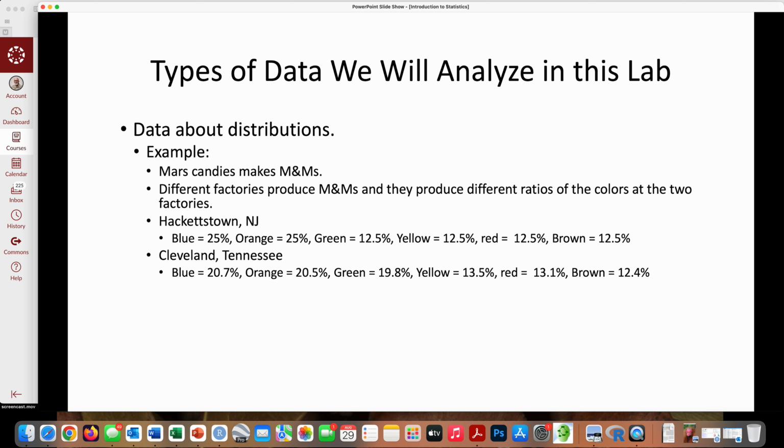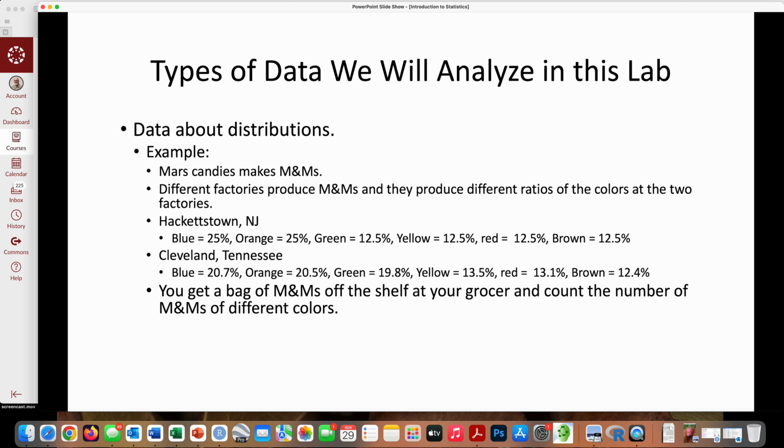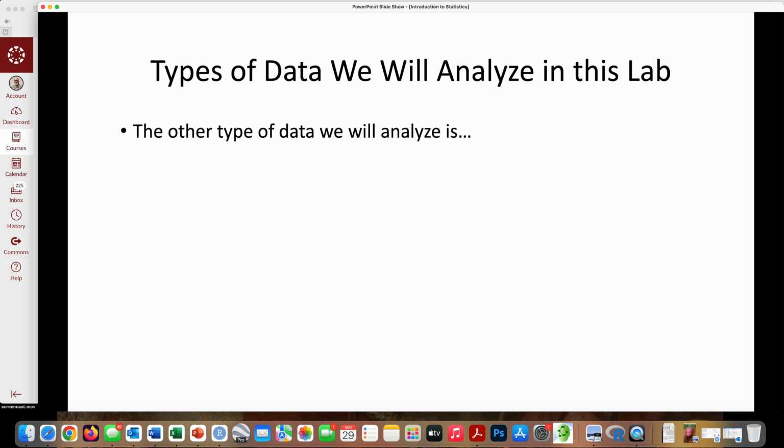And so the example that I have is looking at the color distribution of M&Ms, and there are 2 different sites in the United States where they produce M&Ms, but each site creates a different ratio of colors in the packages, and these are the actual published ratios from Mars Candies. And you could get a bag of M&Ms off the shelf at your grocery store and count the number of M&Ms in different colors, and you should be able to do a statistical test to ascertain whether these M&Ms that you bought came from Hackettstown, New Jersey versus Cleveland, Tennessee. And so we'll talk about those analyses next week.